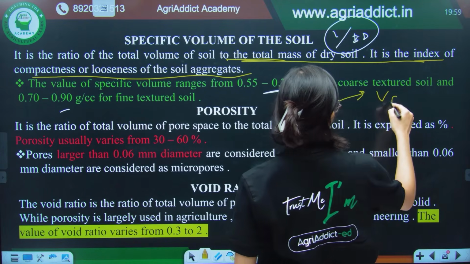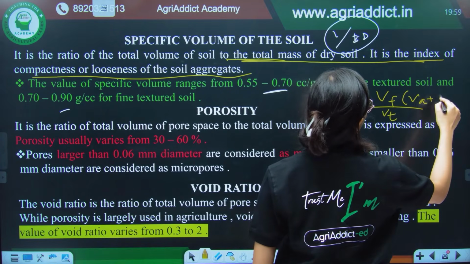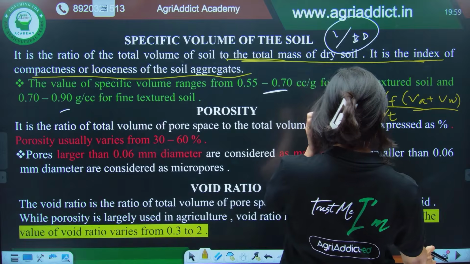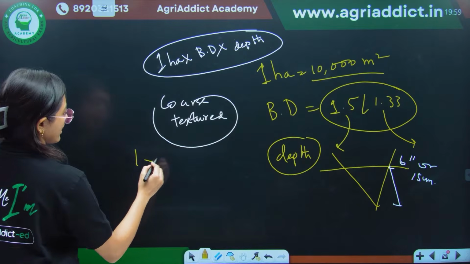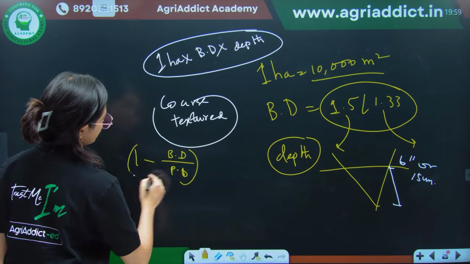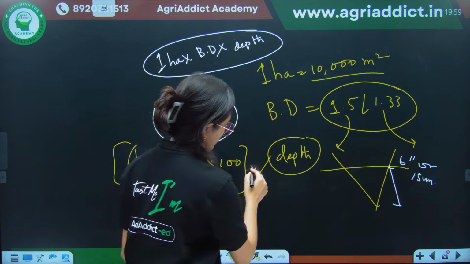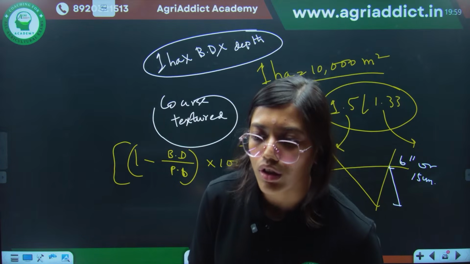So suppose pore space is Vf divided by Vt, and that Vf will include the air and water. So we can also calculate porosity by this particular equation, that is 1 minus Bd by Pd into 100. That can give us the percentage porosity, and obviously for clay size fraction the porosity will be more.